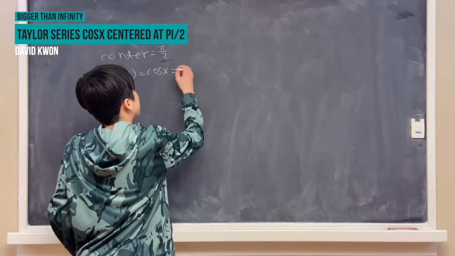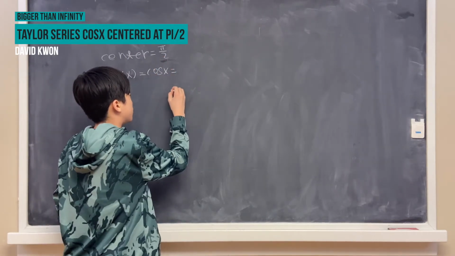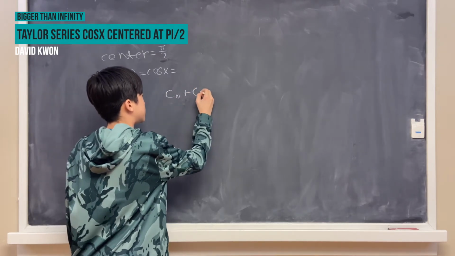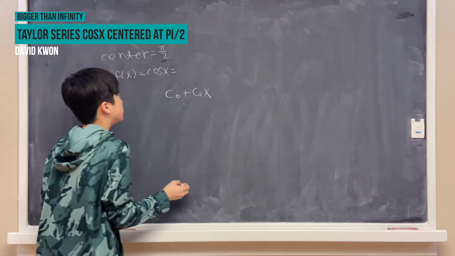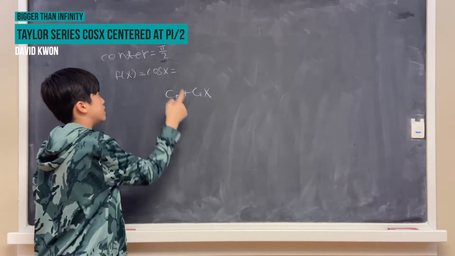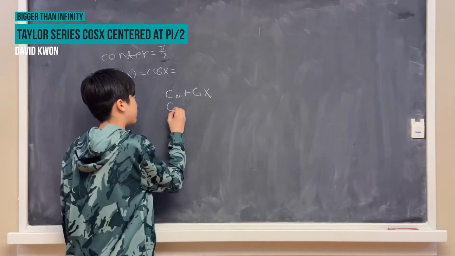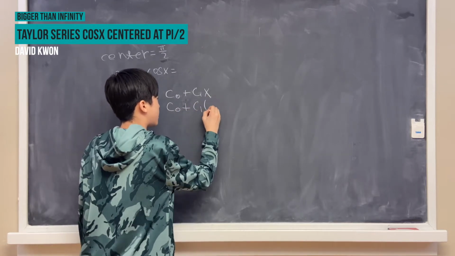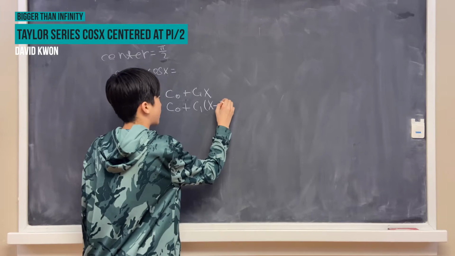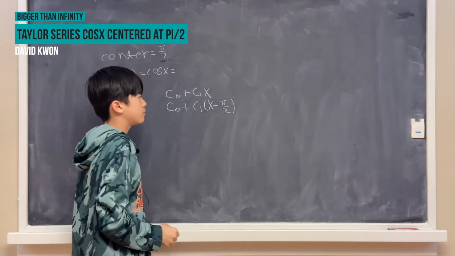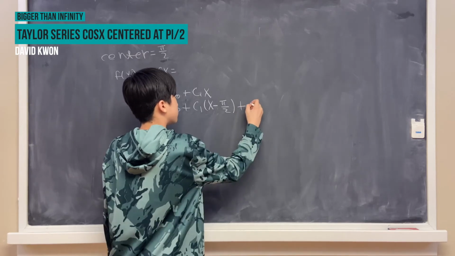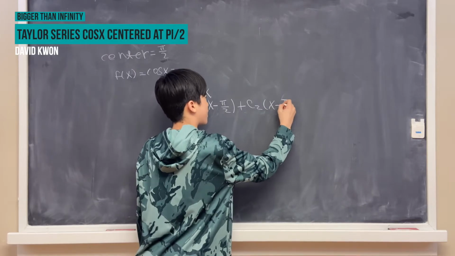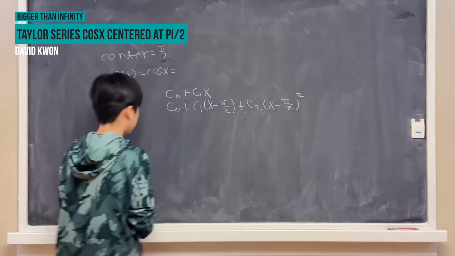The center c could be anything, but just for today, it'll be pi over 2. So what this changes is, usually we would start off by writing down c sub 0 plus c sub 1 times x, but since this is a Taylor series and the center c is pi over 2, we would have c sub 0 stay the same, plus c sub 1 times (x minus pi over 2), and then so on, c sub 2 times (x minus pi over 2) to the power of 2.